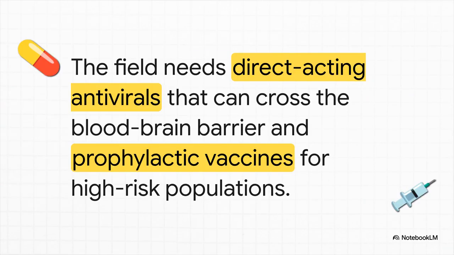So where do we go from here? Well, the path forward is pretty clear. The Holy Grail is a safe, effective, direct-acting antiviral that can actually get into the brain where it needs to work. A second, but still crucial goal would be a prophylactic vaccine to prevent the primary infection in high-risk people before they even get to the point of needing immunosuppressive therapy.